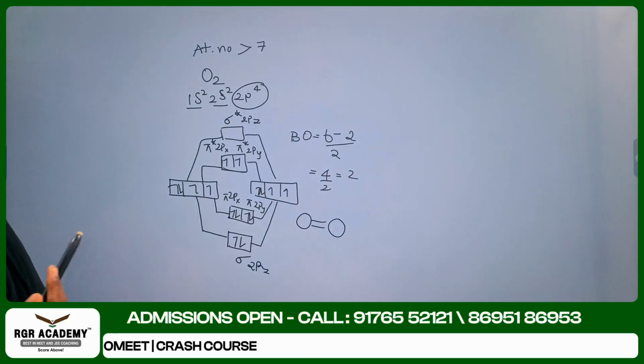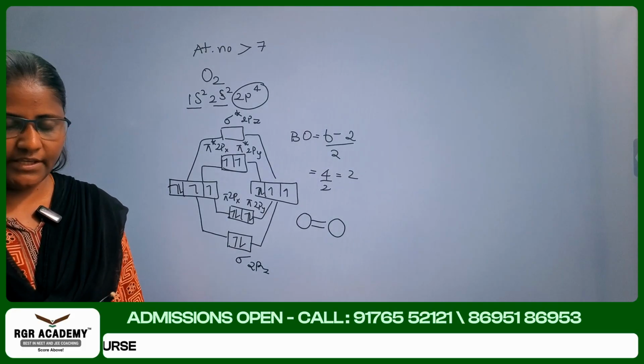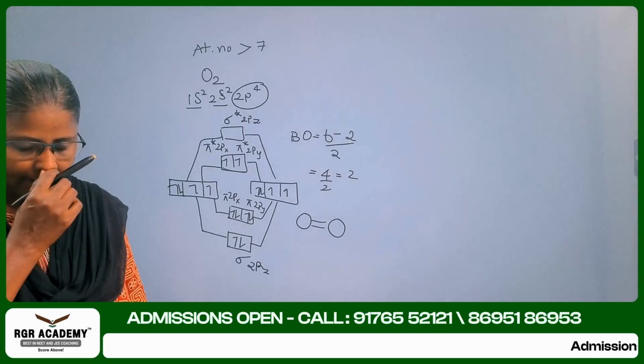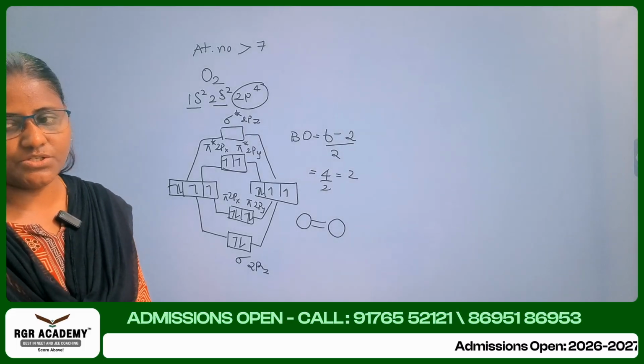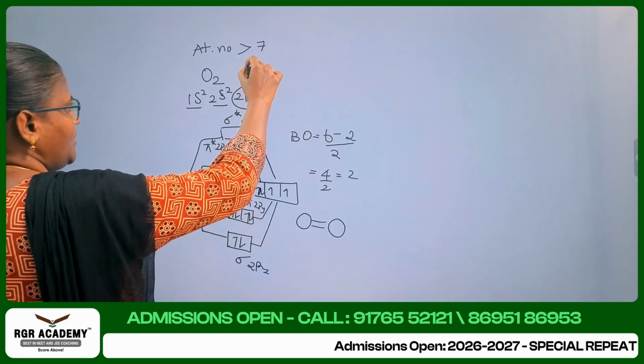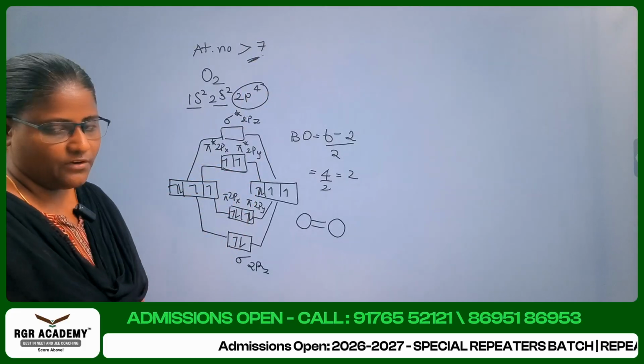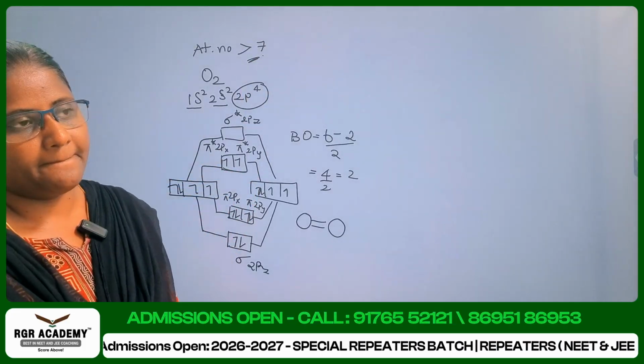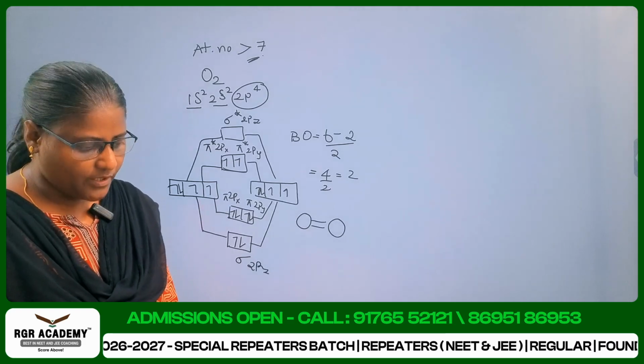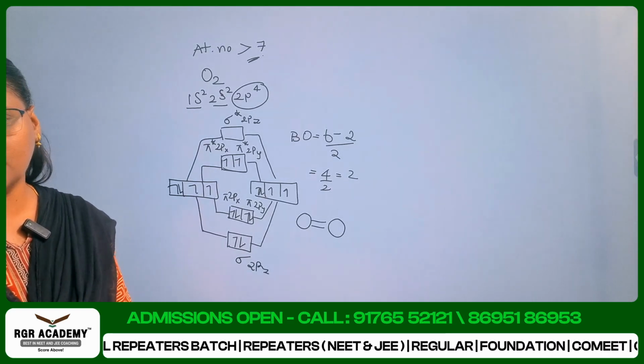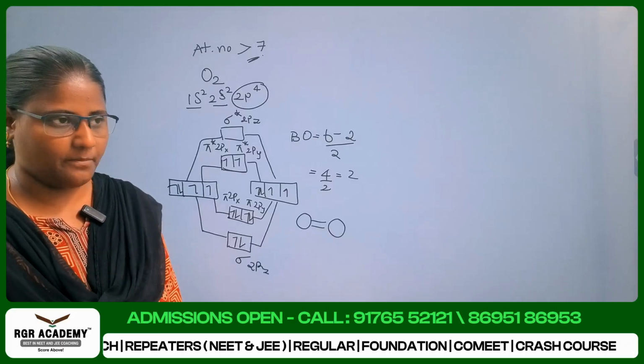So here the bond order is a whole number and the stability of the molecule is also high. So this is the one small change which you have to follow for the atomic number which is greater than 7 while following the 2p orbital. So what are the important questions? NEET kind of questions we can address from this topic.